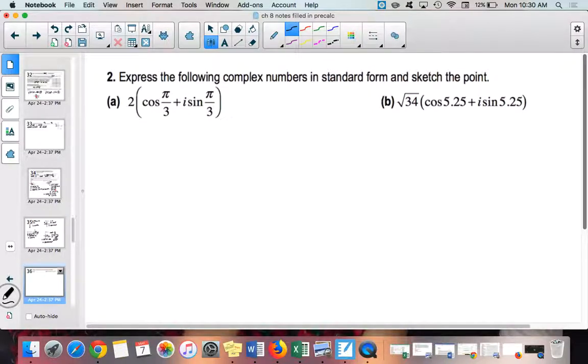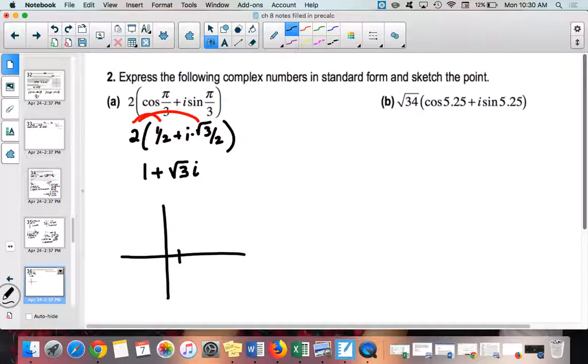All right, so can you do the opposite way? Well, the opposite way is really easy. So don't be worried about these ones. It says express the following complex numbers in standard form and sketch the point. All we're doing is simplifying what it has right there. Like we know cosine of pi over 3, right? What is cosine of pi over 3? 1/2. And then we know sine of pi over 3 is root 3 over 2. So as we multiply this through, we end up getting 1 plus root 3 times i. So it's saying sketch this point. So we go over 1, and we go up root 3, which is like 1.7, somewhere around there. And that's our point right there.